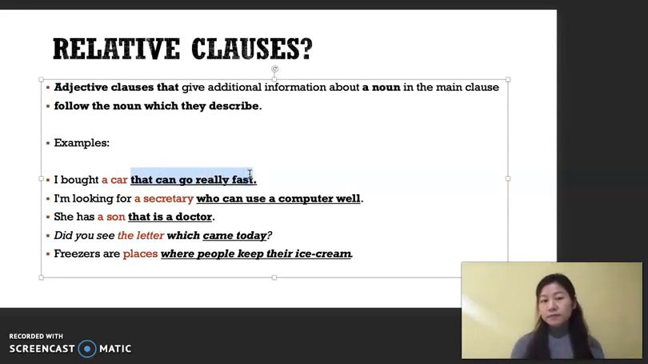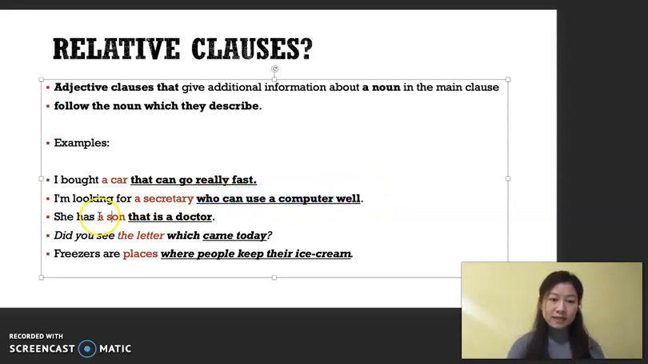So I bought a car. So I give you more information. It can go really fast. That can go really fast. Second example, I'm looking for a secretary. Can you give me more information on what type of secretary you're looking for? So here we added this relative clause that adds more information to the secretary that I'm looking for. Who can use a computer well? Amazing. So I'll look for that secretary for you. So this is the noun that this relative clause here adds more information to.